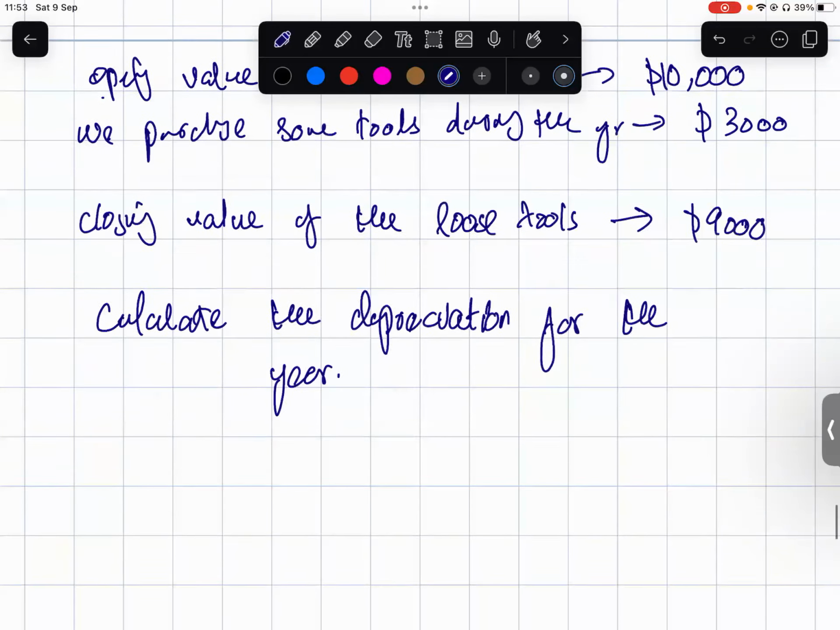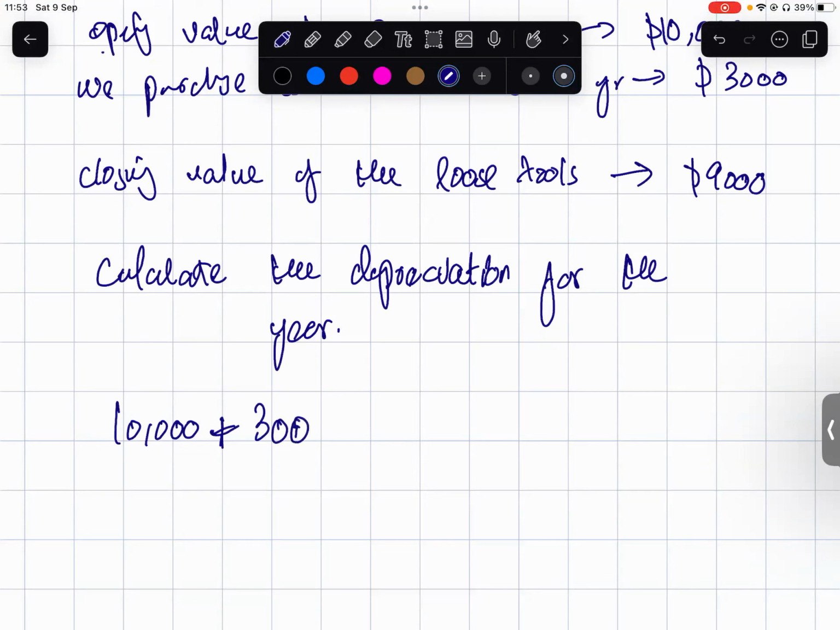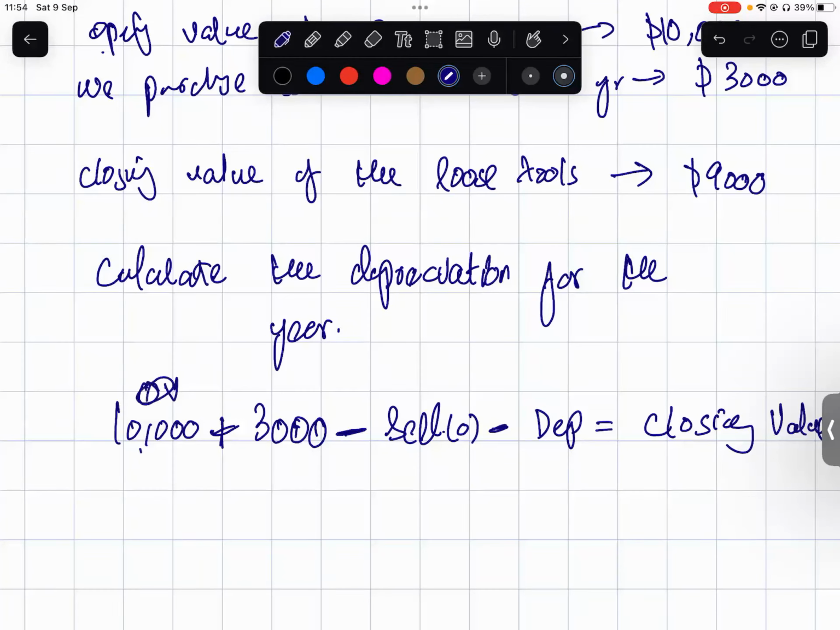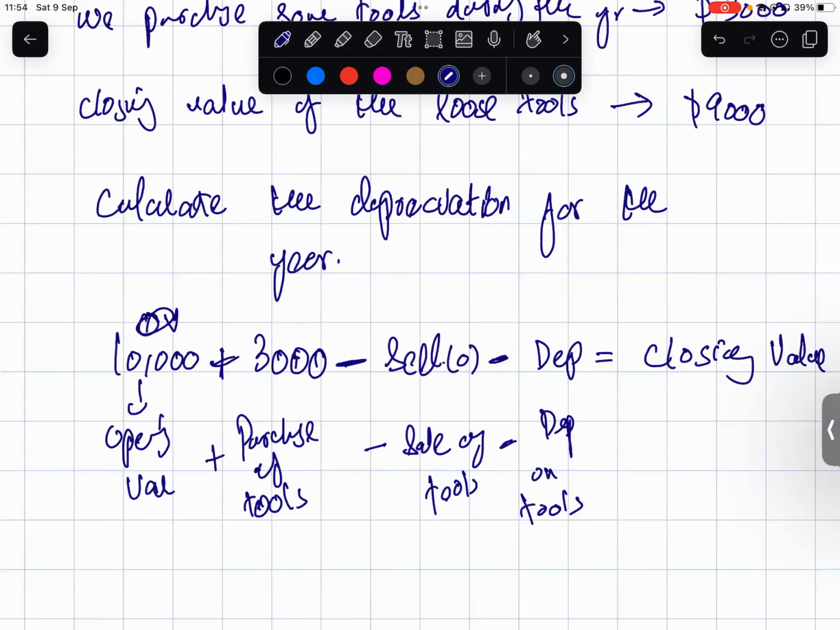So this is very simple. You will take the opening value, which is $10,000, right? Any purchases that you make during the year will increase the value of the assets. If you sell anything within the year, that will decrease the value of the asset. We have not sold anything, so this will be zero. And then you also have to subtract the depreciation, and then you arrive at the closing value. This is the formula: opening value plus purchase of tools if there was any, minus sale of tools if there is any, minus depreciation on tools, and you arrive at the closing value for tools.